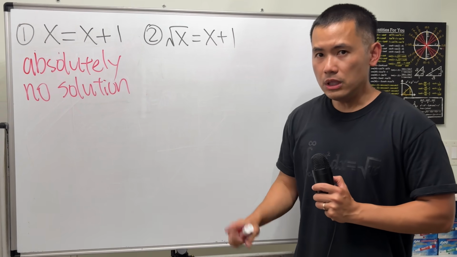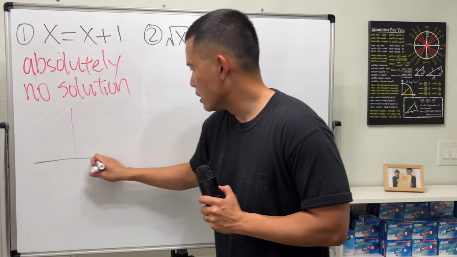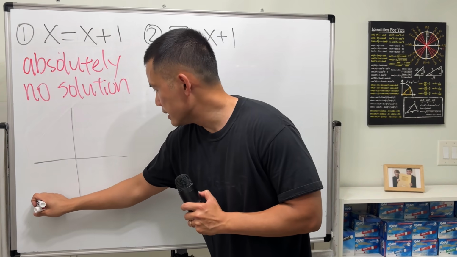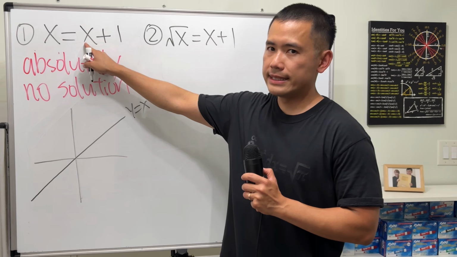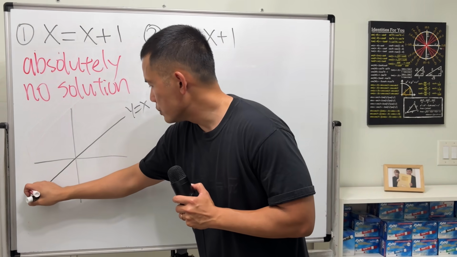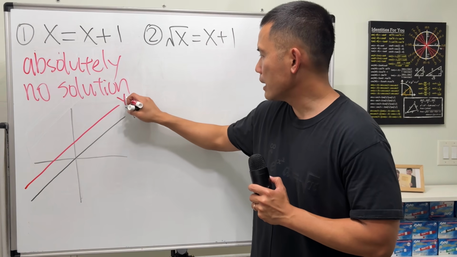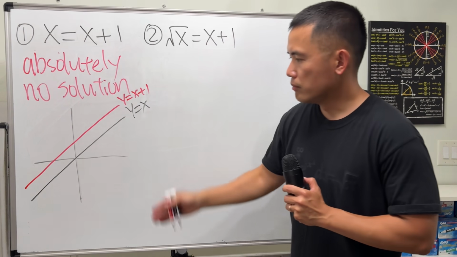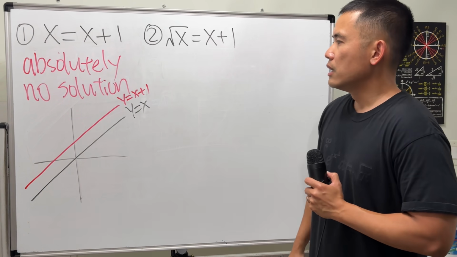Good. Or if you use the following argument. If you look at the graphs, firstly, we graph y is equal to x, which is this line right here. And secondly, we graph y is equal to x plus 1, which is going to be a parallel line to this one, but it has a different y-intercept. And you see, they are parallel, they do not intercept, so this right here should have no solutions.